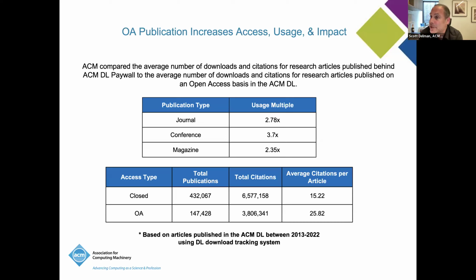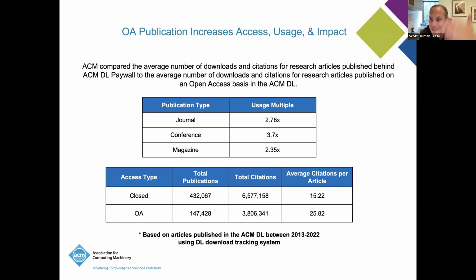And also citations. So we use a non-ACM database called Dimensions to analyze citations of ACM published articles that are in front of the paywall and behind the paywall. And we found that articles published from day one in front of the paywall on an open access basis are getting cited about 70% more than articles that are sitting behind the paywall. And we're comparing apples to apples.